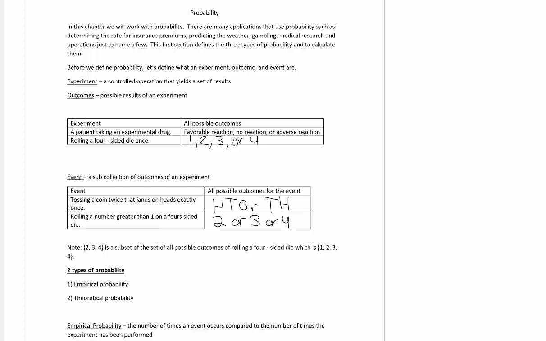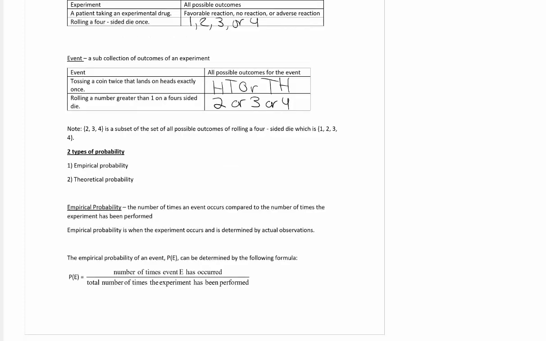All right, so there are two types of probability we're going to discuss: empirical probability and theoretical probability. Empirical probability is the number of times an event occurs compared to the number of times the experiment has been performed. So empirical probability is when the experiment occurs and is determined by actual observations. This can be written as a fraction. The probability of an event occurring is the number of times event E has occurred divided by the total number of times the experiment has been performed.